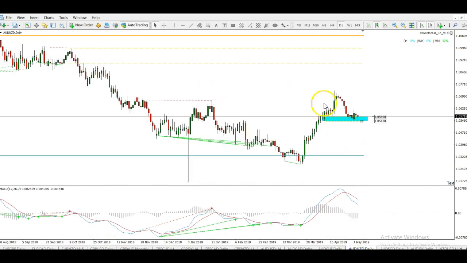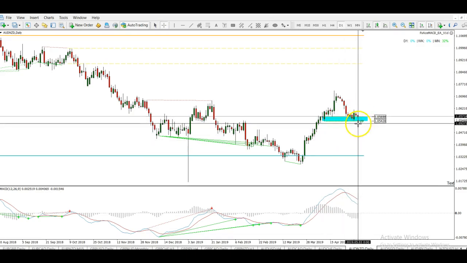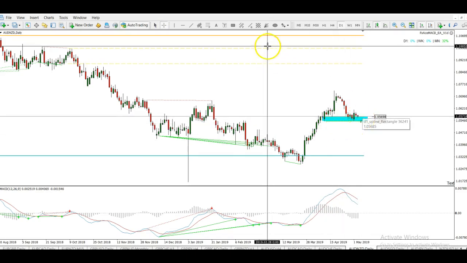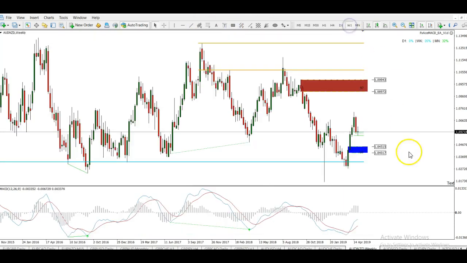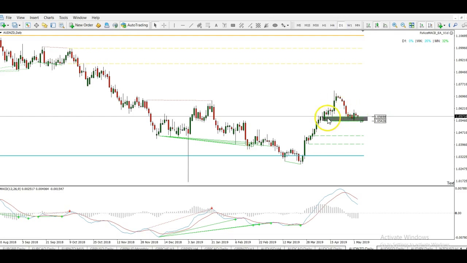Aussie Kiwi. This area here is not really doing anything. We did have an initial pop up, so my feeling here is it's going to break down lower. Possible buying opportunities down here. Longer term, I am expecting it to move up towards these areas here, but we could get a little bit of a deeper retracement because this reaction here hasn't really done much, but we'll see what happens.